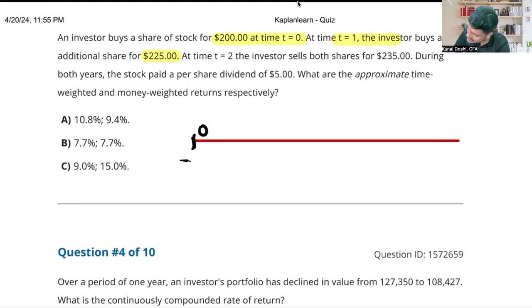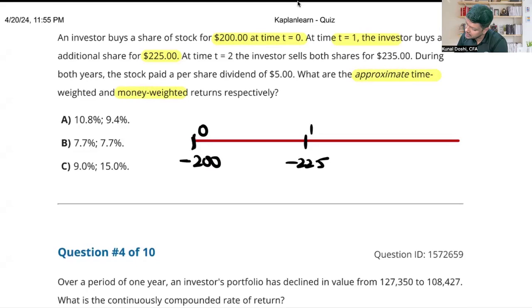So I can consider 200 negative. Why? Because it's an outflow. At time 1, they said you bought another stock at 225. So I'll consider 225 negative. It already rings a bell for me that it is multiple period cash flows. So this is either money weighted or time weighted. Now they have asked in this question, what are the approximate time weighted and money weighted returns? They've asked me both, so we'll do both. Clear?